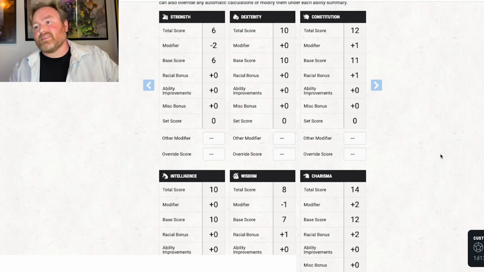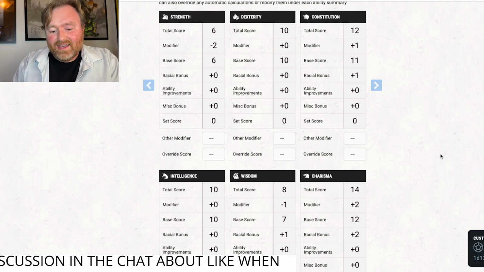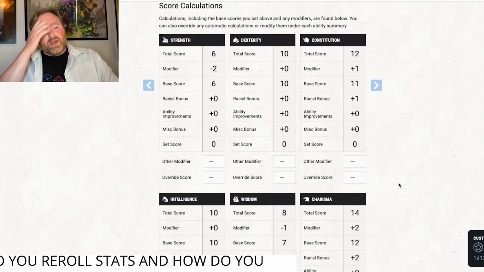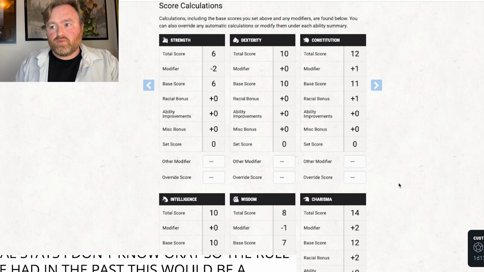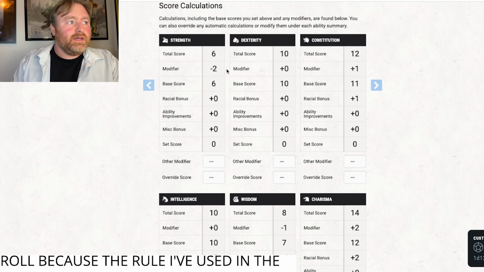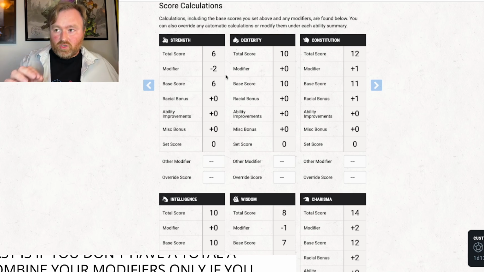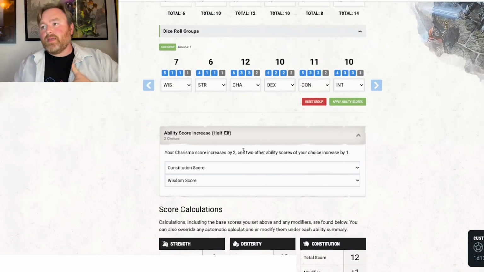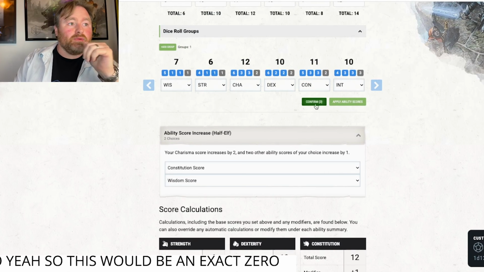Well, so yeah, now there's a lot of discussion in the chat about when do you reroll stats, and how do you reroll stats? I don't know. Okay, so the rule I've had in the past, this would be a reroll, because the rule I've used in the past is, if you don't have a total, you combine your modifiers only. If you don't have at least a +2 after combining them all, adding and subtracting them to each other, you can reroll. That would be my rule at the table, so I am gonna reroll.